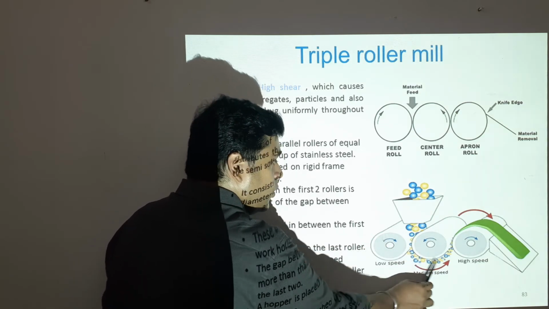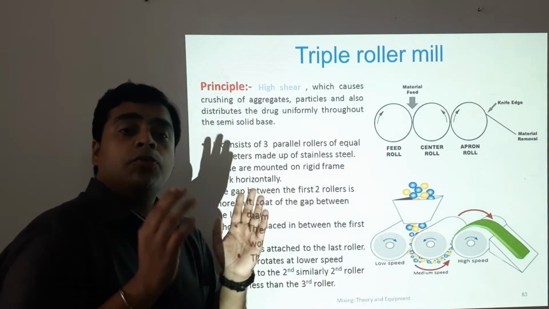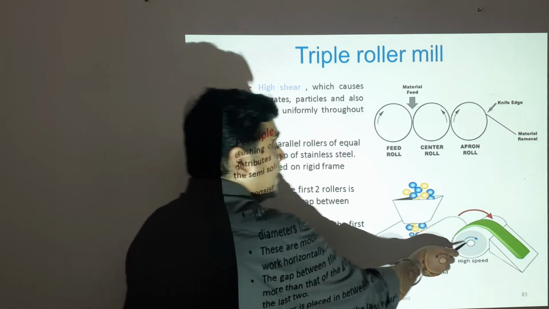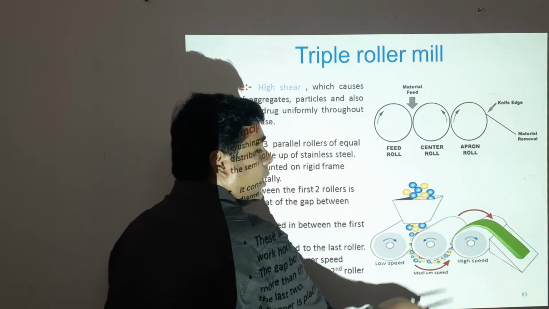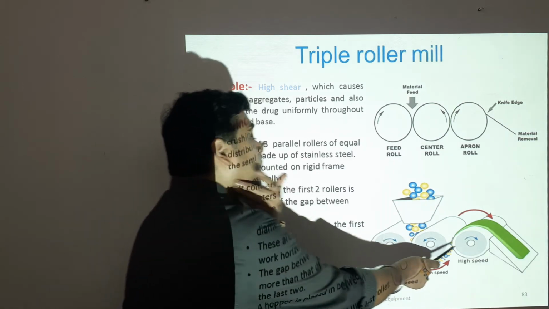Then also this is rotating, and subsequently a layer of these particles and the ointment base will be placed on the roller, and subsequently when it reaches the third roller, it has been mixed, and at a high speed this is happening.